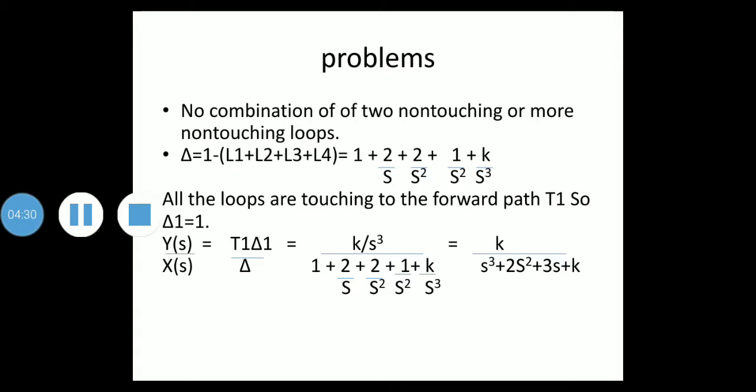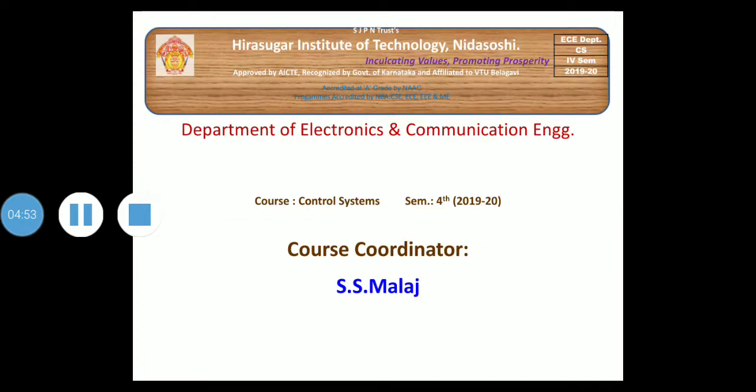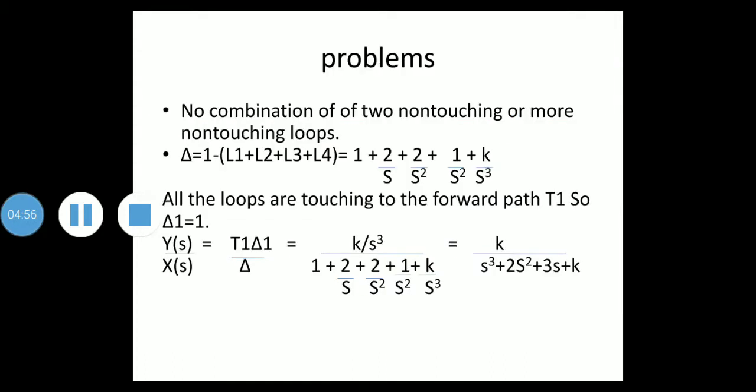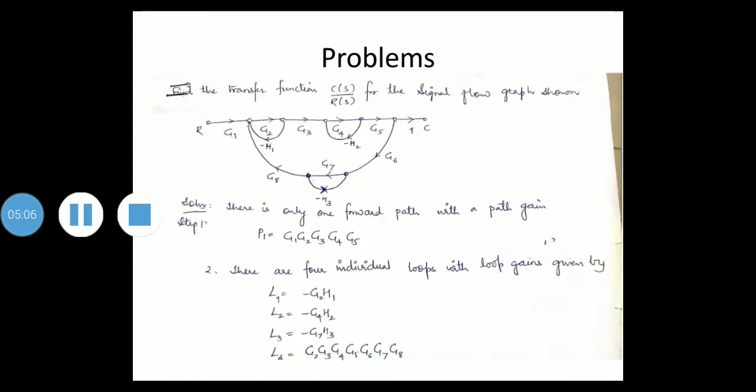Therefore, Y(s) by X(s) is equal to T1 delta 1 by delta, which is k by s raised to 3 divided by 1 plus 2 by s plus 2 by s square plus 1 by s square plus k by s raised to 3, which is equal to k divided by s raised to 3 plus 2s square plus 3s plus k. So we'll take the next problem.